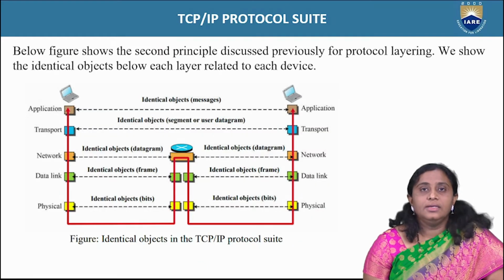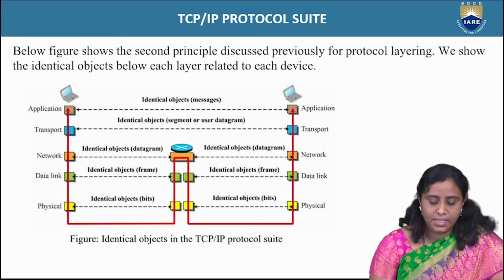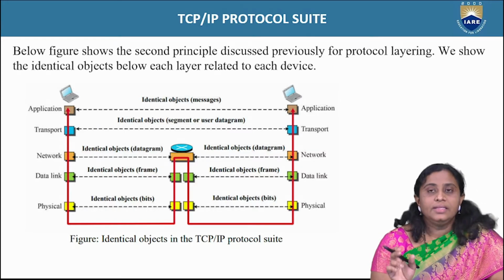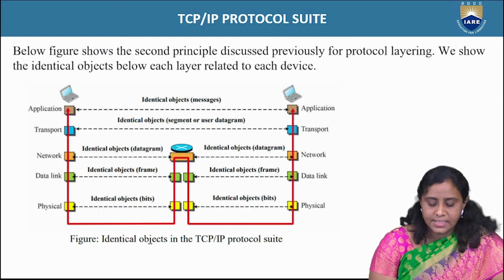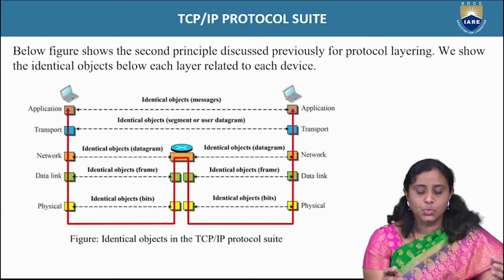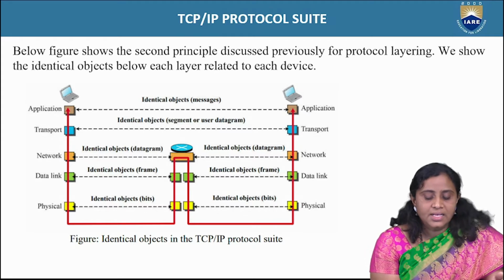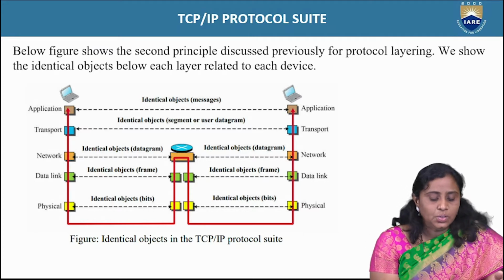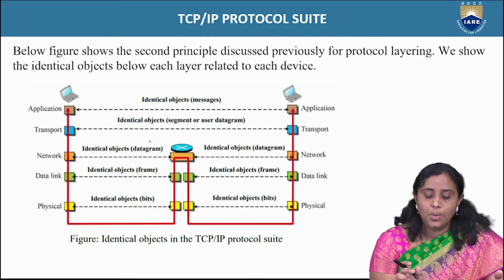Coming to the third element, or the third function, of the TCP/IP protocol suite, here we have to identify the objects, or the messages, or what we can call the data packets, which are meant for message communication under computer networks, the identical objects in the TCP/IP protocol suite. In the application layer, according to our discussion, the messages will be sent from one source host to the destination host. Coming to the transport layer, the identical objects are the segments or the user datagram from one source to one destination.